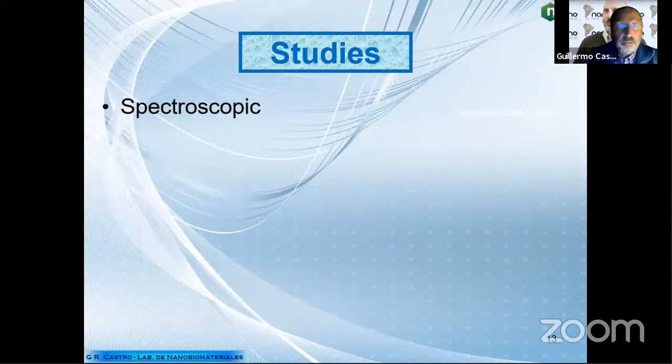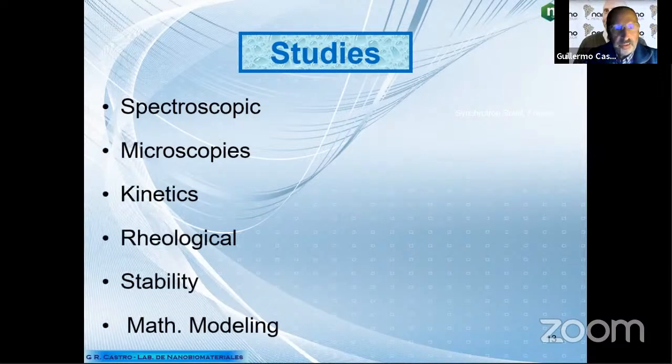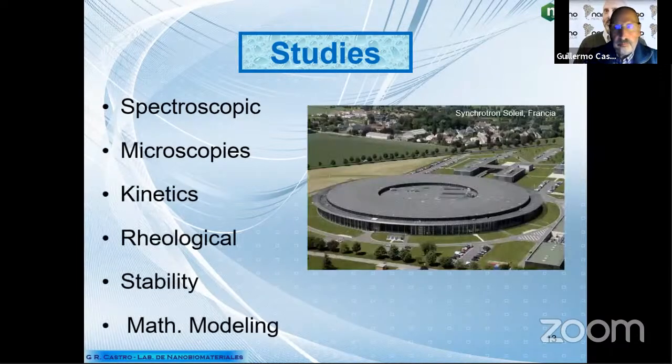What kind of studies do we require to do for the approval of a drug delivery system? Well, spectroscopic to see the interaction between different components of the matrix, microscopic, kinetics, rheological, stability, math modeling, finally. So all these specialties require a team. No one can do all of them. So this is a new perspective of science.